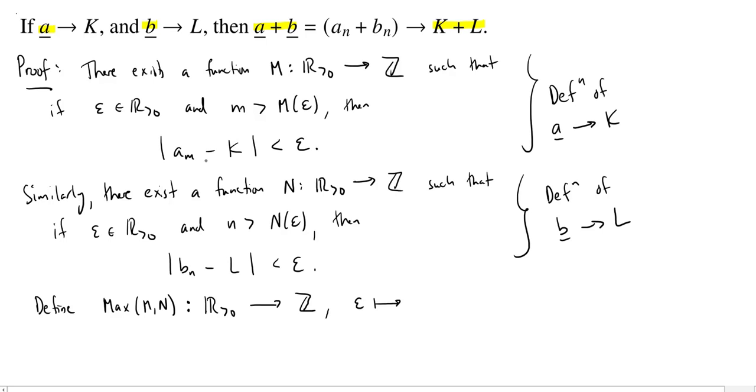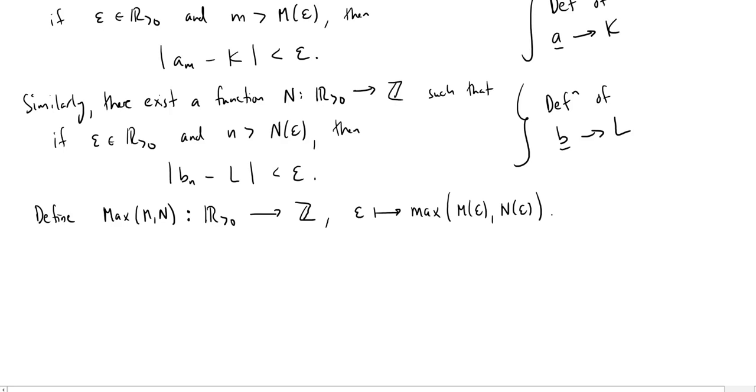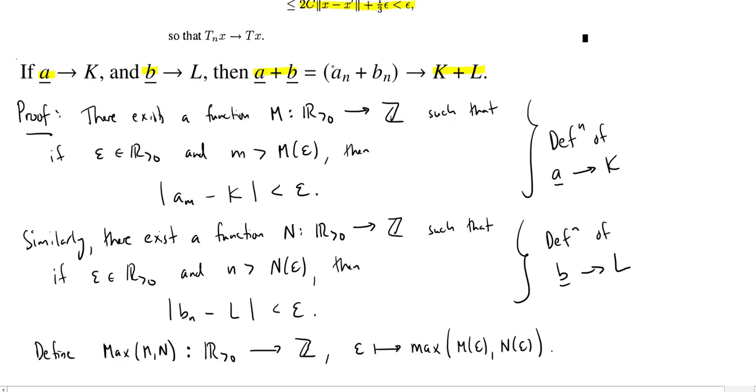So the way I can make sure that I've gone out far enough is I say, well, okay, for A, I have to go past M of epsilon. For B, I need to go past N of epsilon. Well, one of those is probably bigger than the other, so I'll just go out past the biggest one. So I'm just going to go out past the max value of M of epsilon and N of epsilon. Okay, so whichever one is bigger, I go out past that. Okay, so now the question is, how far away are terms in our sequence, which is now a sum, going to be from K plus L.